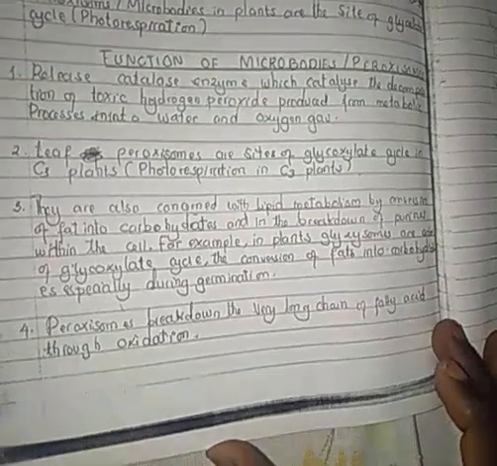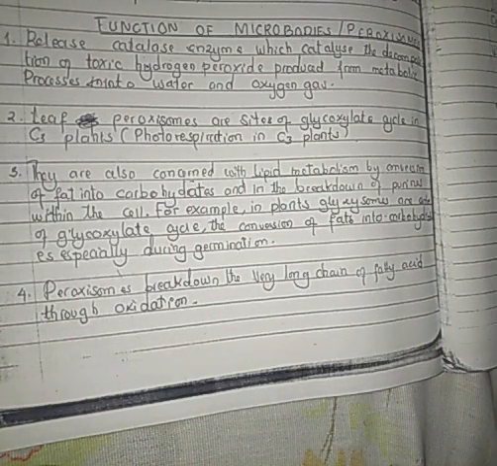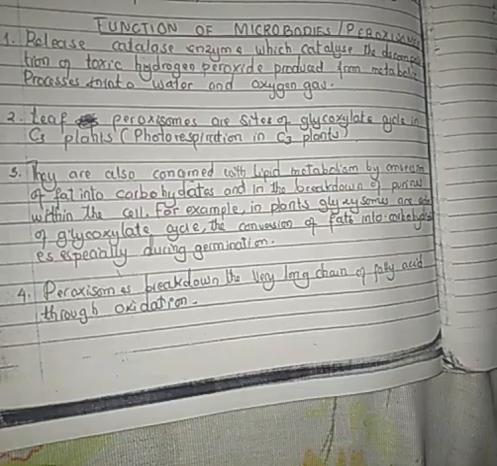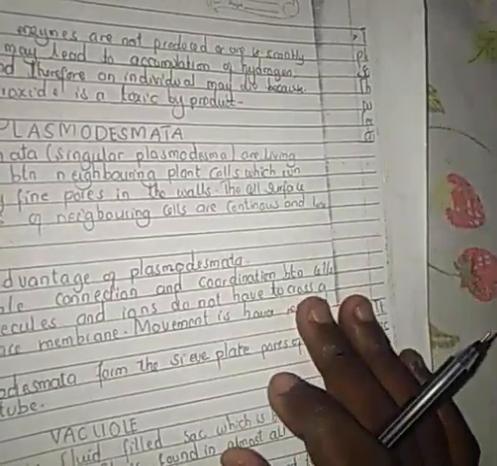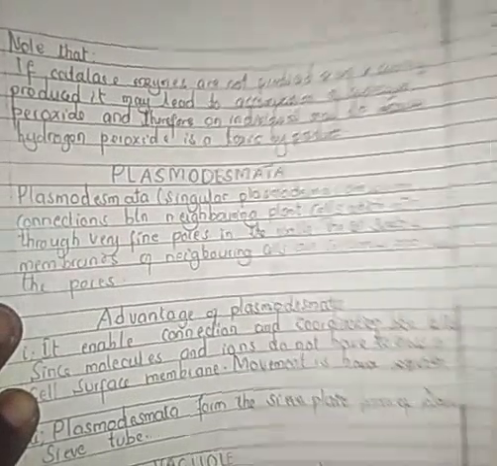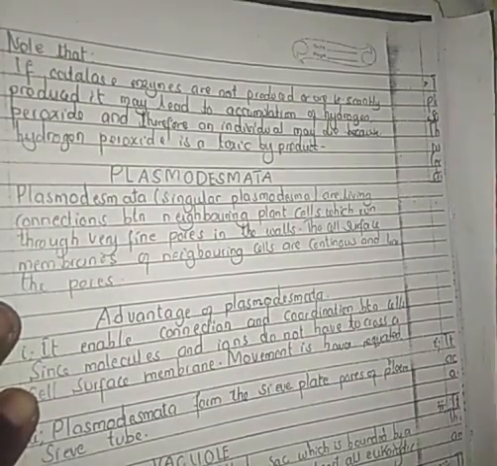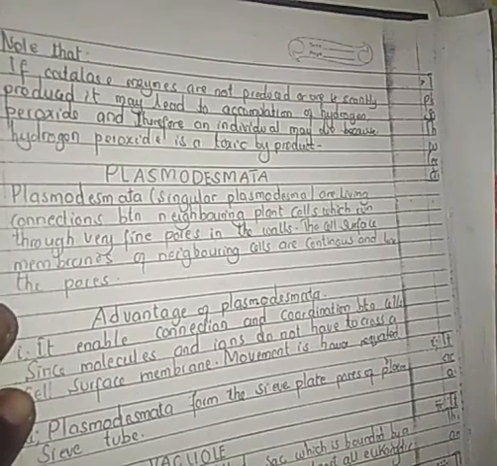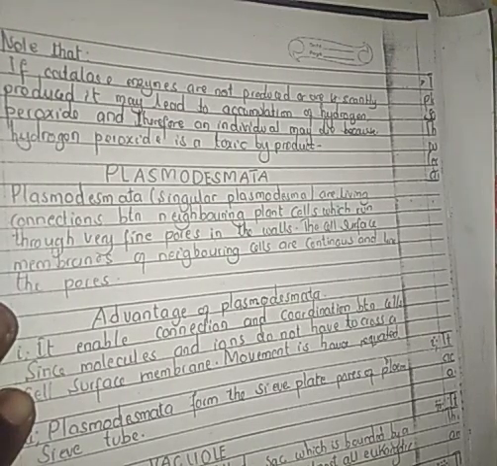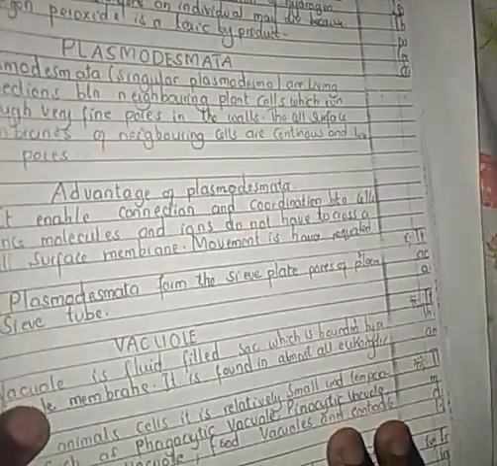Also, peroxisomes break down very long chain fatty acids through oxidation, that is beta oxidation, as we shall discuss later in the process of respiration. Note that if catalase enzymes are not produced, or are scantily produced, it may lead to accumulation of hydrogen peroxide, and therefore an individual may die because hydrogen peroxide is a toxic product.